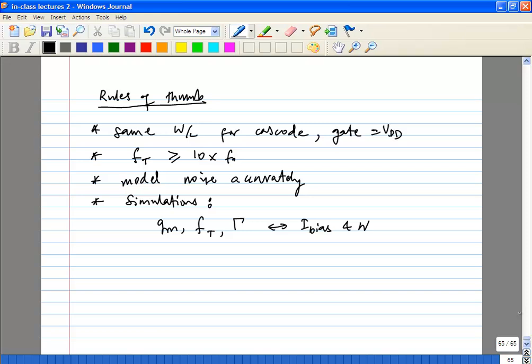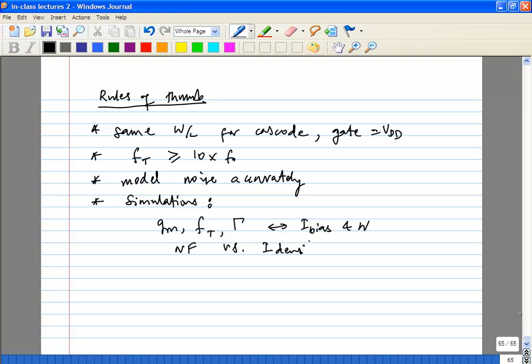For example, if you plot, let's say, Gm versus I bias and width for a given current density, you get your Gm, okay, and you can also plot the noise of the transistor. So that might help you in choosing the right size. Instead of starting off with the W opt, another way to do it is to start off with a given current density, and then move from there. That is another way to do it.